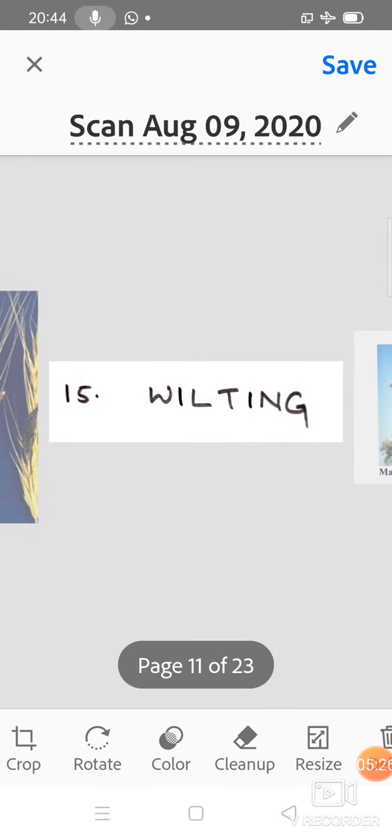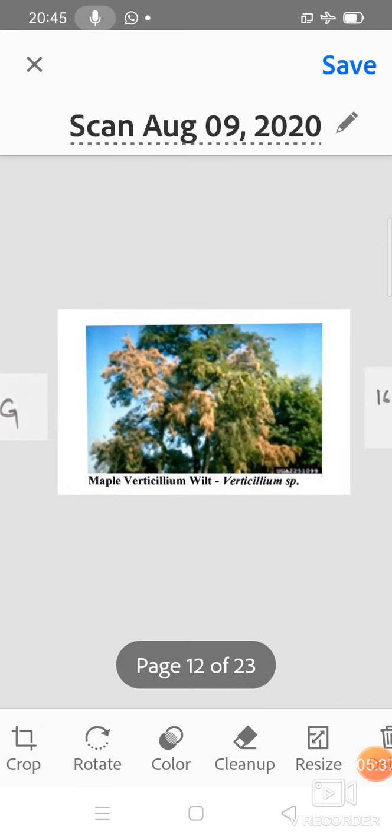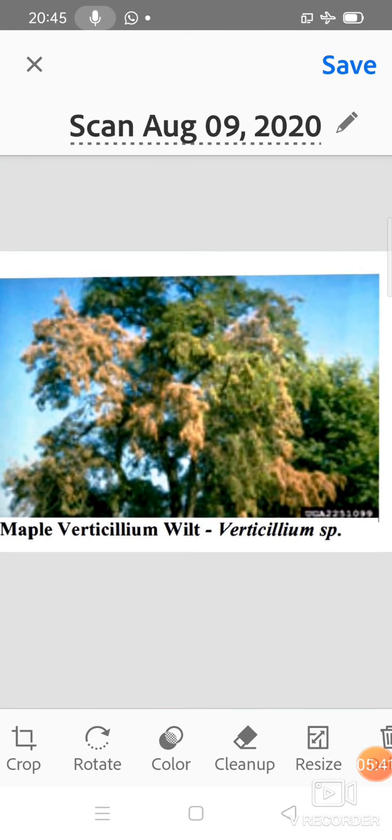Next is wilting. Wilting, as the name suggests, is the loss of turgidity of non-woody plant parts. Here we can see wilt. Wilt is mostly caused by Fusarium and Verticillium. These fungi live in soil and prevent water uptake to reach the leaves. There is plugging of xylem vessels. As the xylem vessels are plugged, the water is not supplied to the upper part, and as the water is not supplied, the wilting occurs.